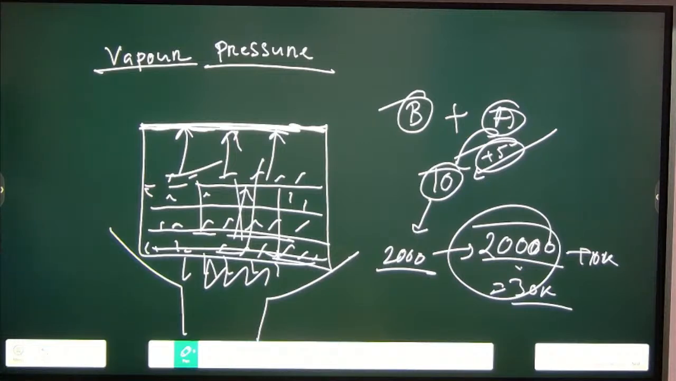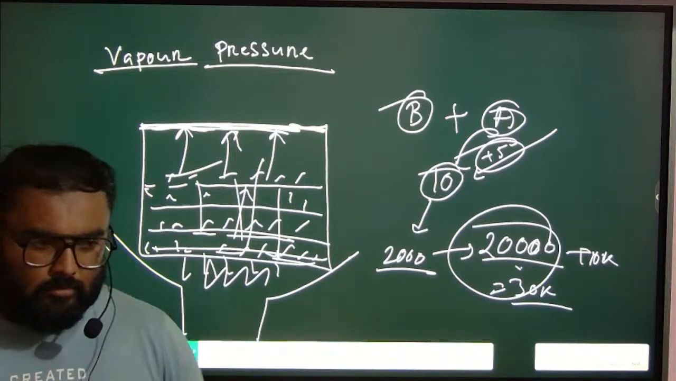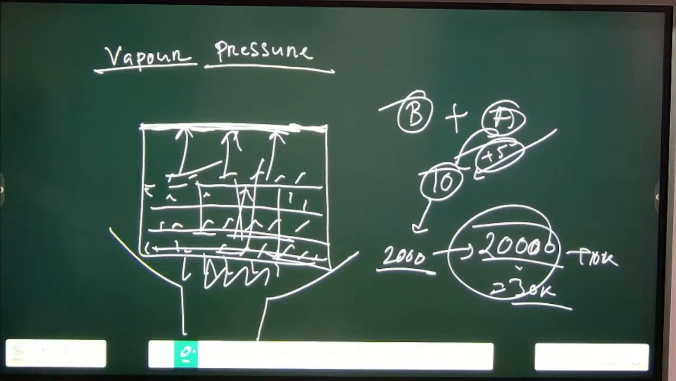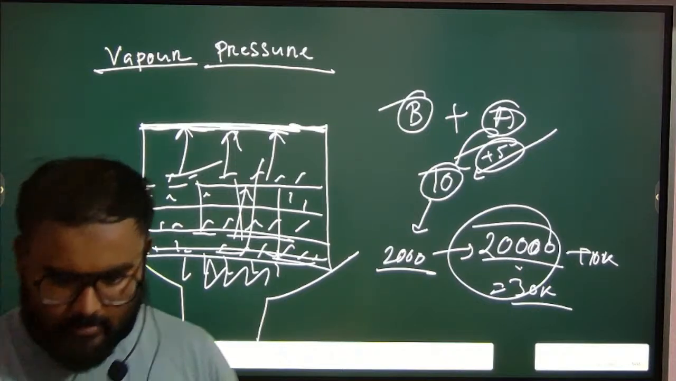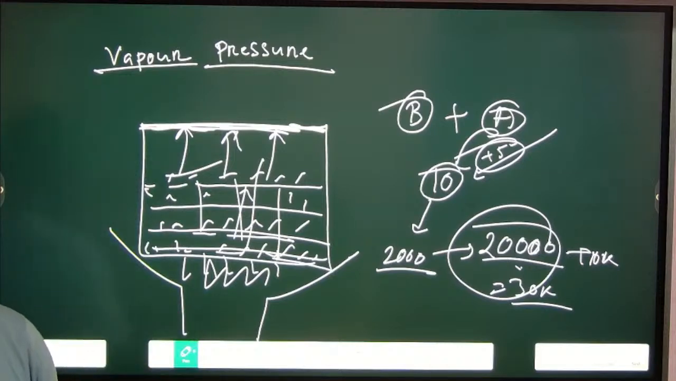Is it clear? Now Raoult proposed 2 laws, one for volatile, another for non-volatile. For volatile, he stated that the total vapor pressure will be the sum of the pressure given by the solvent and also the pressure given by the solute. Both will come. And in the case of non-volatile, he said that only the pressure of the solvent particles will come. This is the main 2 laws of Raoult. Clear?